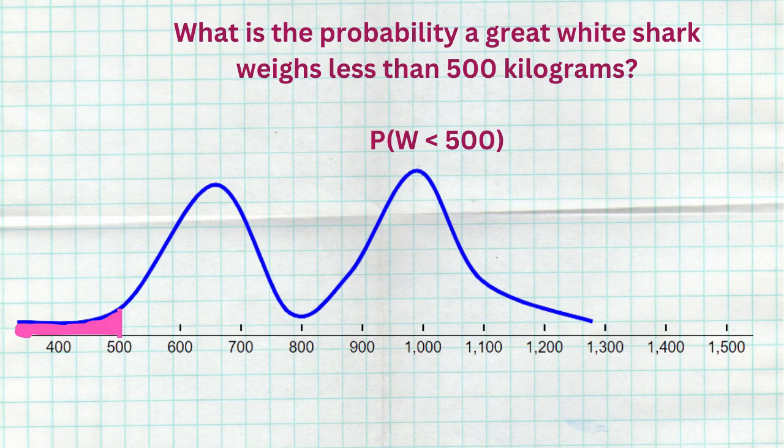That particular area would maybe be, I don't know, 4%, 5%. Again, we just kind of have to eyeball it and come up with the best answer that we can. But it's understanding that the area in that shaded region represents the probability of the proportion that we're looking for.